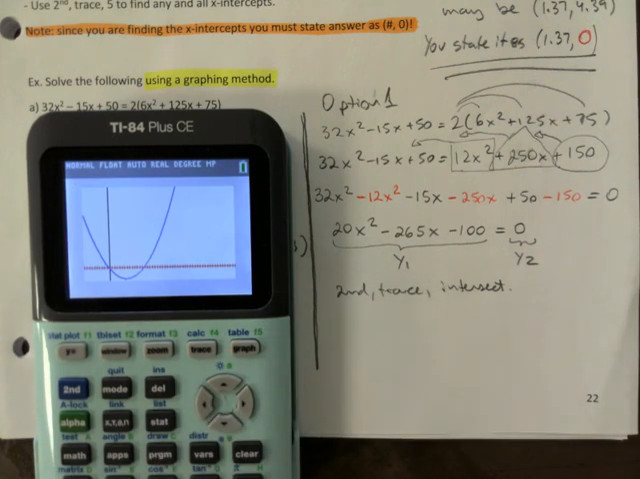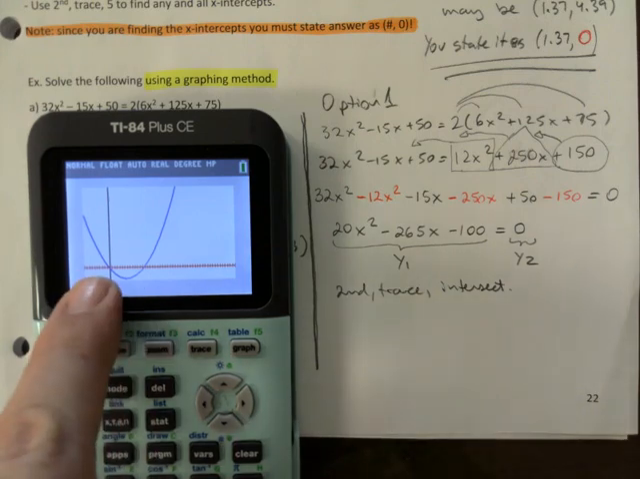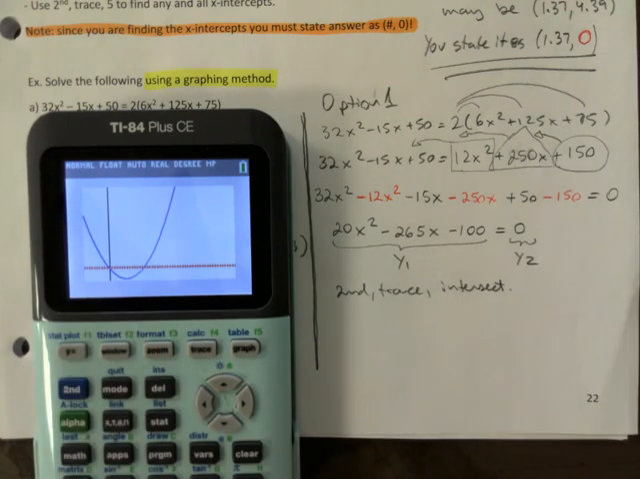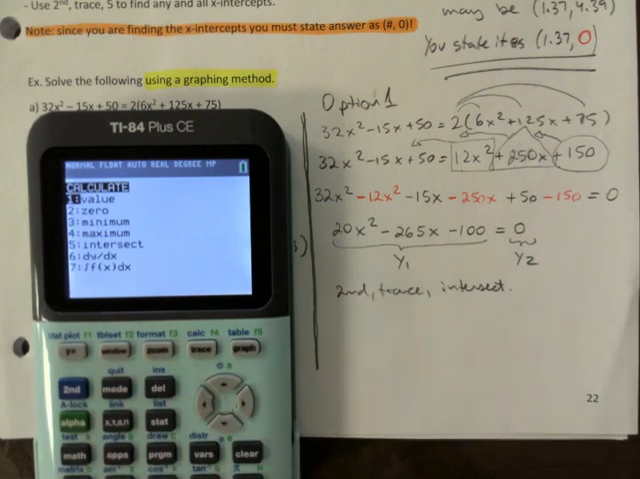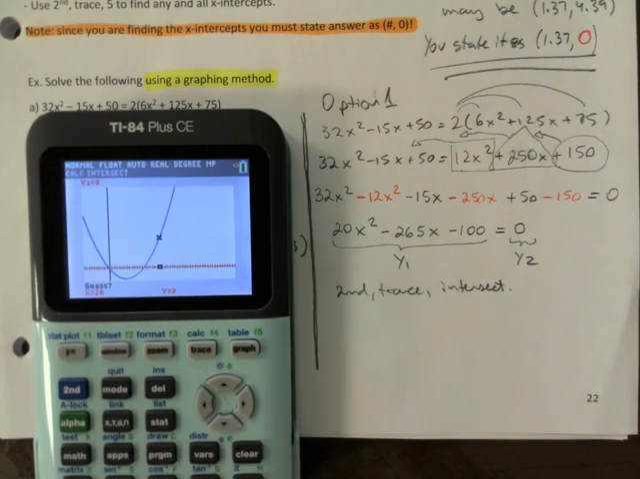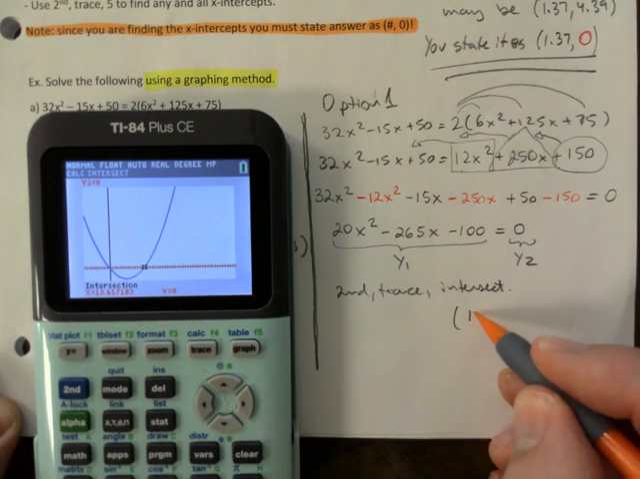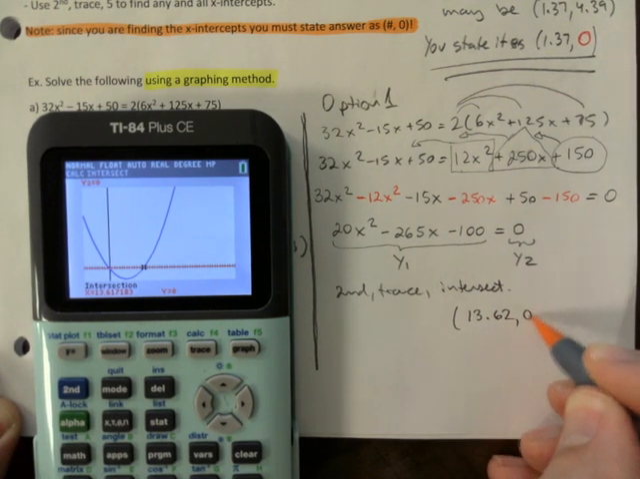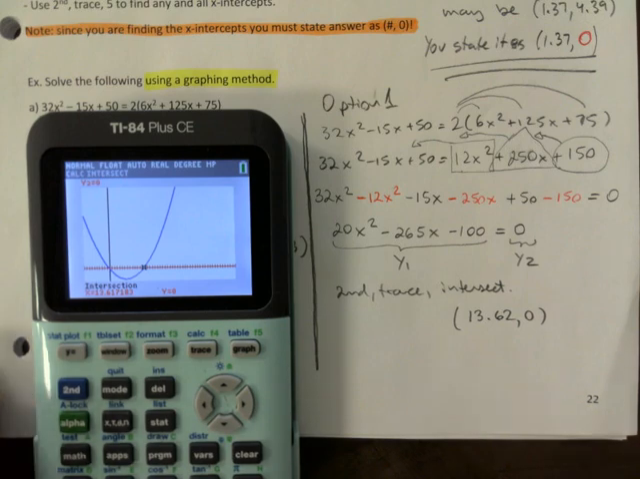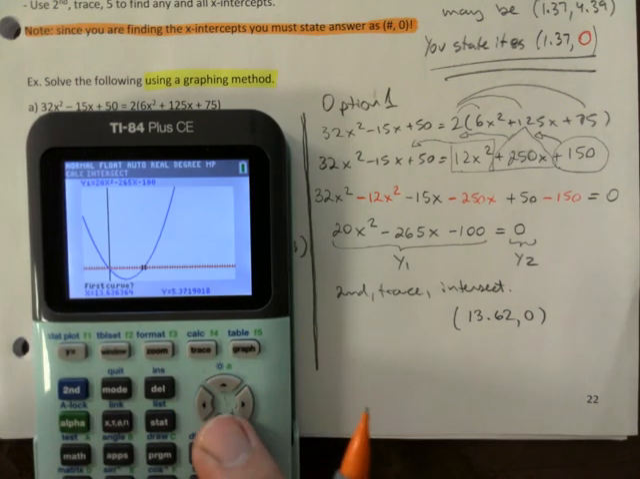And the window still works, so that's nice. It doesn't always. And so basically we just find the intersection between those two lines again. So second trace 5. I'm going to find that one because it's there. And lo and behold, you get the same answer, right? The first intercept is the same.